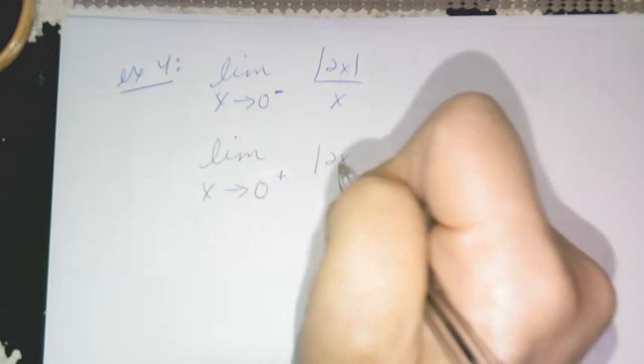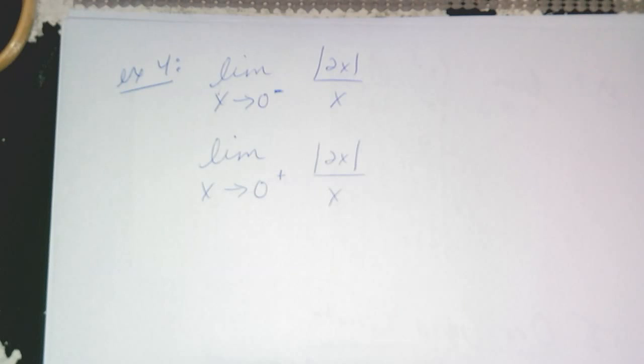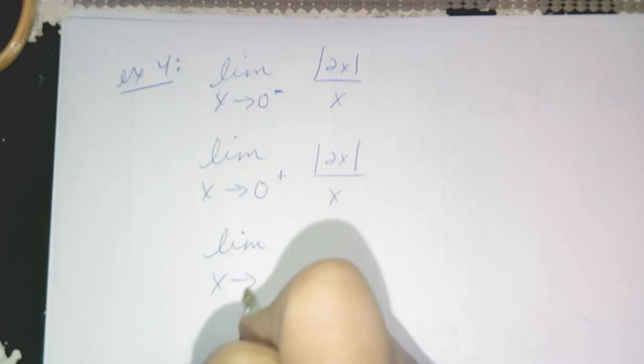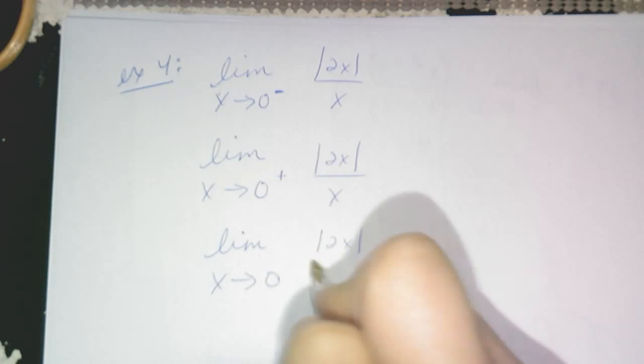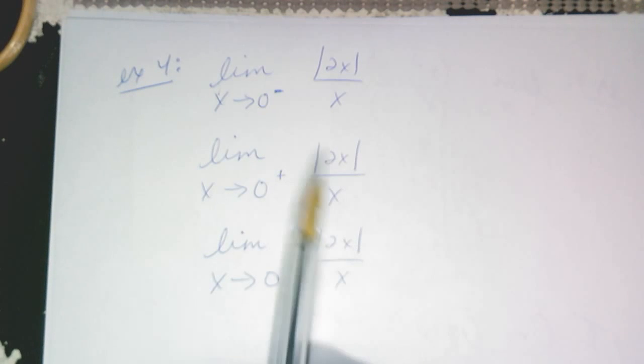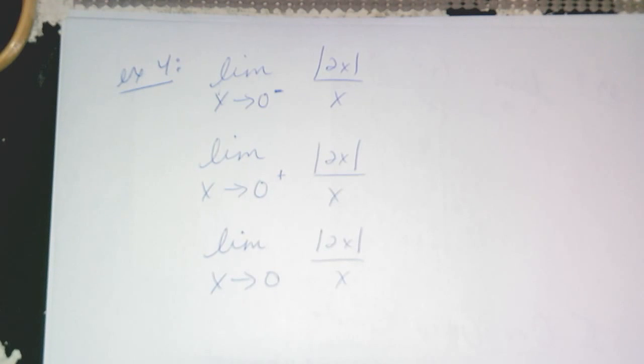Example 4. There are actually 3 questions in one. We are going to find the limit as x approaches 0 from the left of the function 2x over x in absolute values. We're then going to find the limit as x approaches 0 from the right of 2x over x in absolute values. Then we're going to find the limit as x approaches 0. These are 3 different questions. These will be on your next quiz. You have to understand what I'm about to tell you right now, this idea.